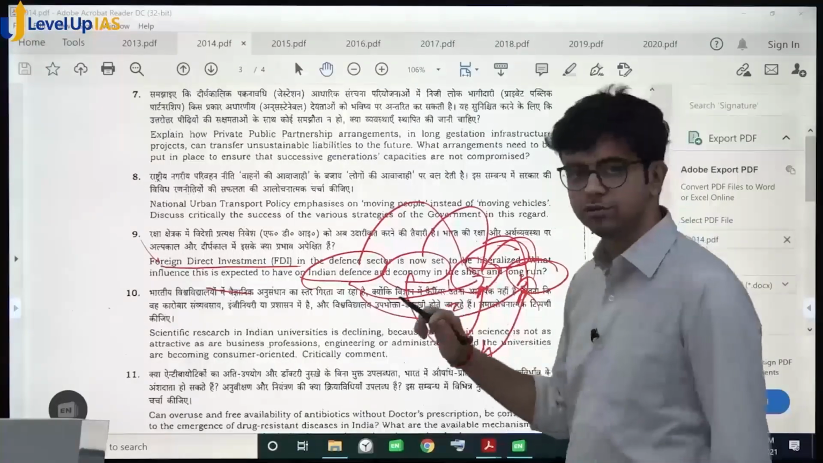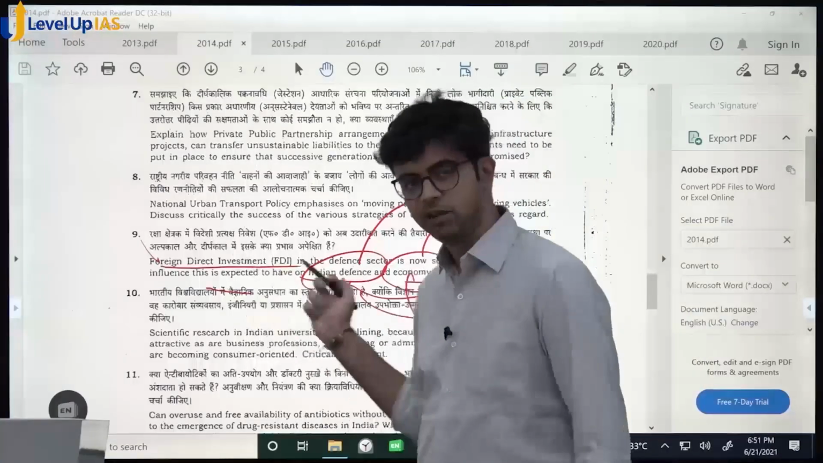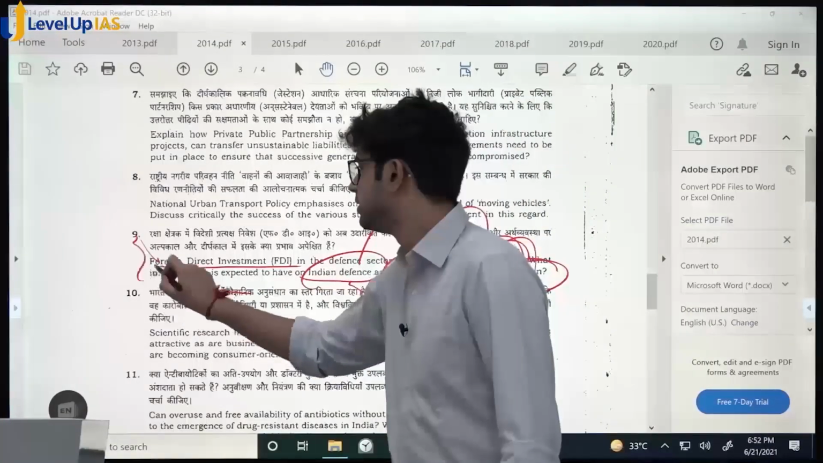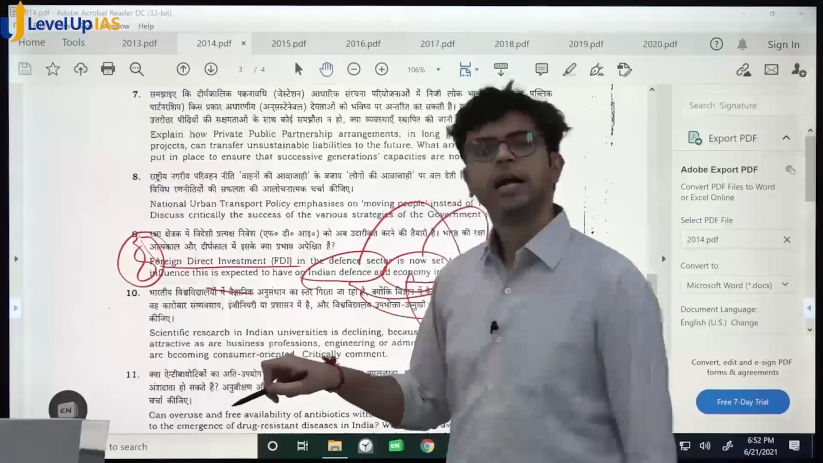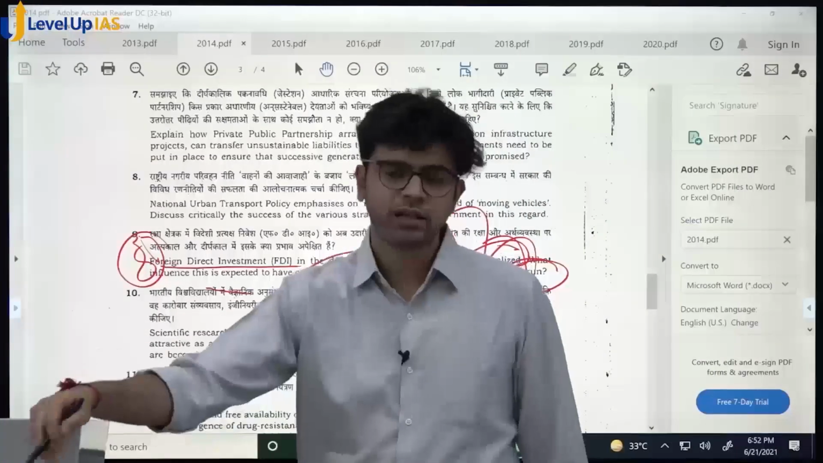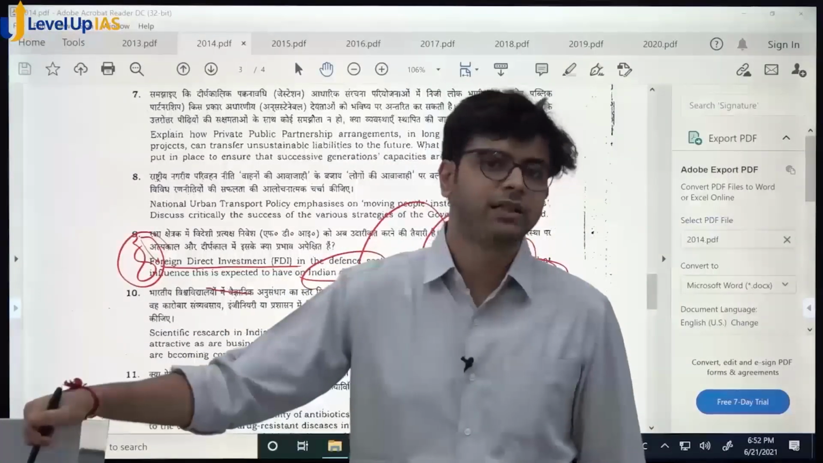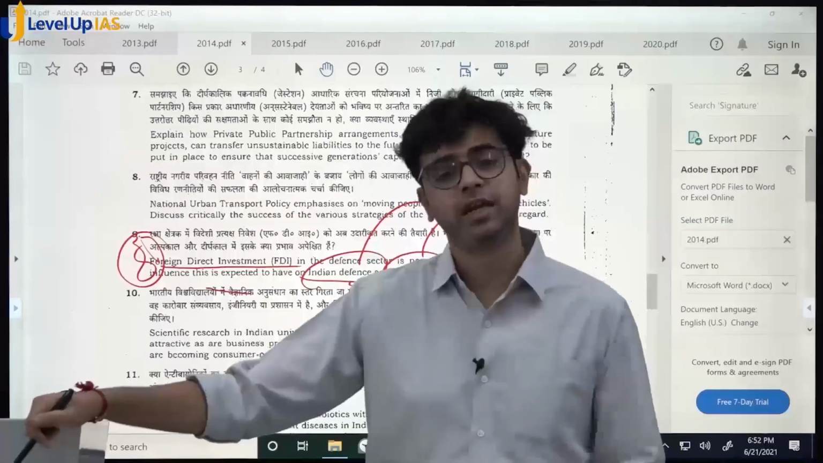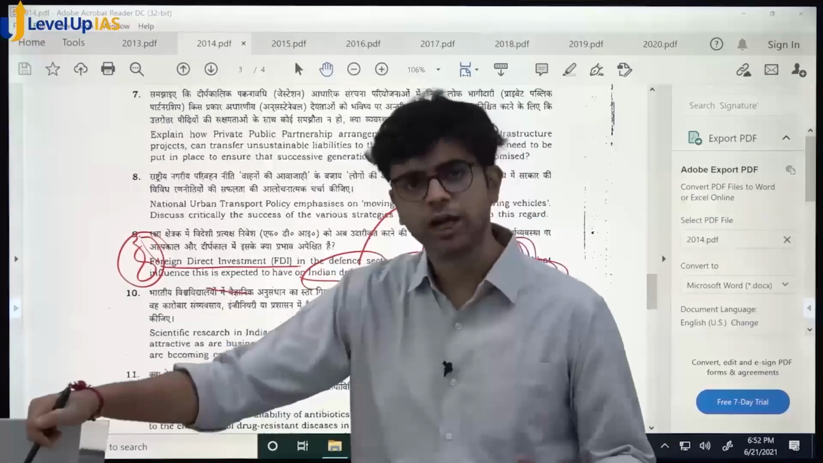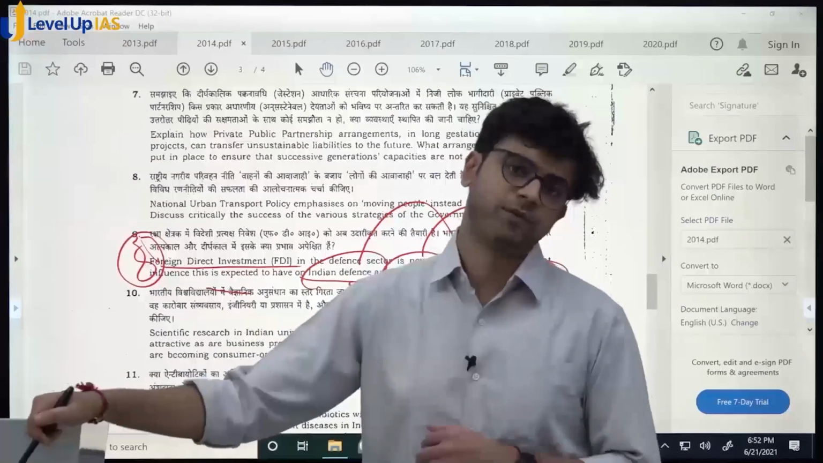And once you try to do that, once you write even 2 points in all of this, you will have 8 points. Then 1 point here and there you can give as a background, as an intro, and then 1 point as a conclusion. You will have a total of 10 points in your answer, including intro and conclusion, which is very good.